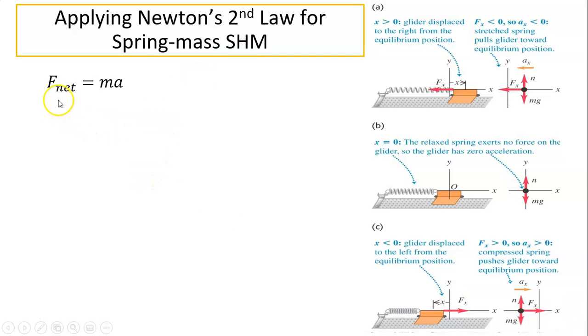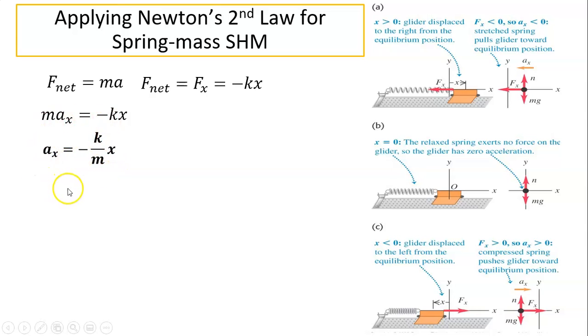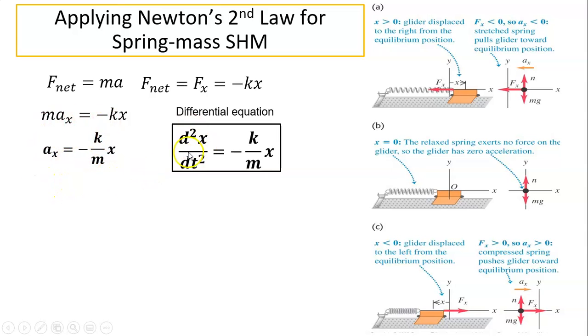From Newton's second law, we know F net equals ma. So what is F net? F net in this case equals negative kx. So we have max equals negative kx. From here, we can solve for ax is negative k over m. Sometimes we can write this as a differential equation to solve it mathematically, and this will give us the sinusoidal functions. So this is the function for the sinusoidal function.